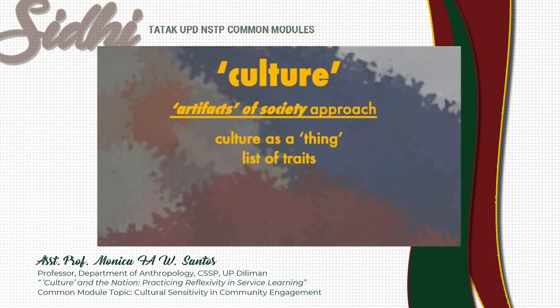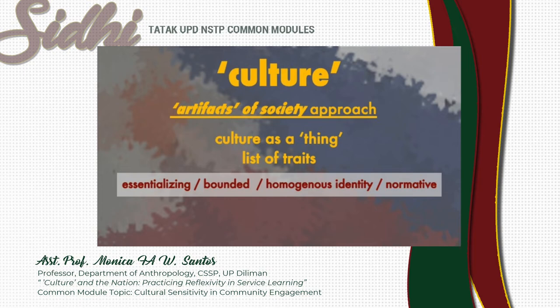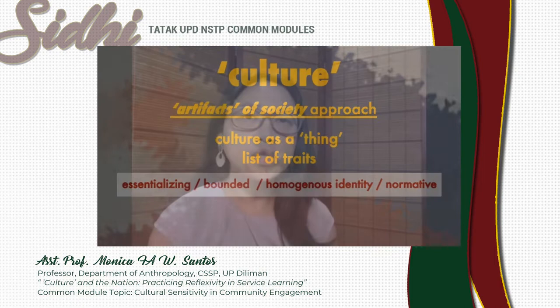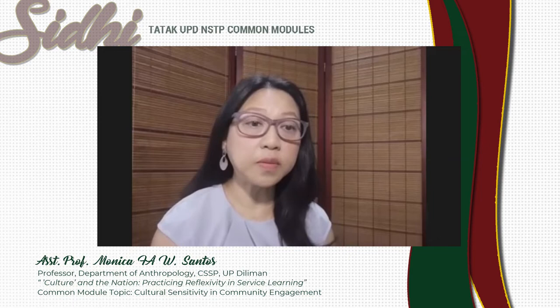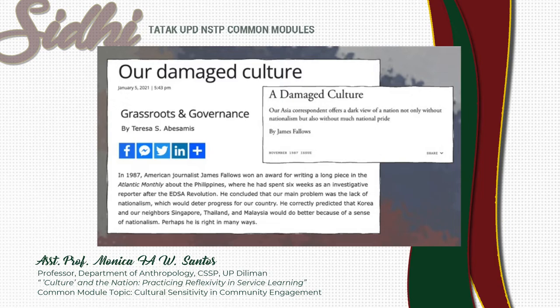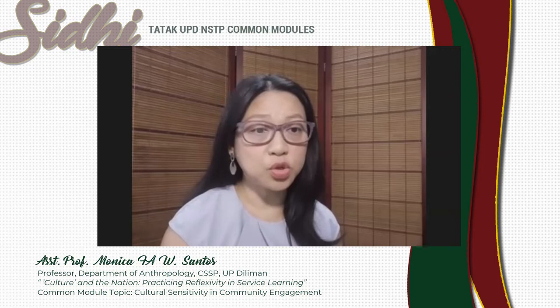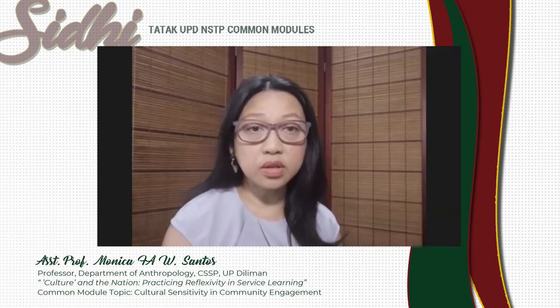This way of looking at culture is essentializing, as it assumes a bounded and homogeneous identity for a group of people, and highly normative, often promoting discussions about what we should do and what we should be. Some examples of these conversations are those that revolve around the idea of the Philippines or Filipinos as having a damaged culture, which was revived in the aftermath of the 2022 elections, along with the idea that Filipinos' natural inclination to be subservient and traditional were to be blamed for the bad choices that they made with their political leaders.